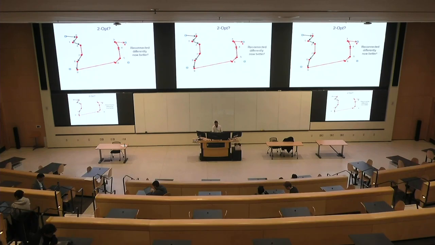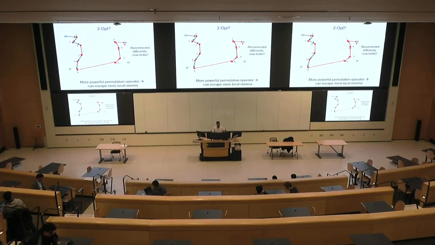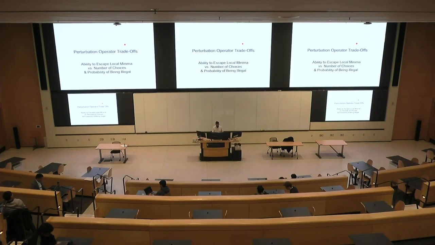So reconnected differently, now it's a better solution, right? So we found a better solution. We were able to get out of our local minima by just changing the heuristic technique that we used. What I'm saying is that if you stick with one heuristic technique or one operator to do the iterative improvements upon, you might end up with local minima that you're not going to be able to get out of unless you change the whole technique that you're using. Okay. So with a more powerful permutation operator, you can escape local minima further.